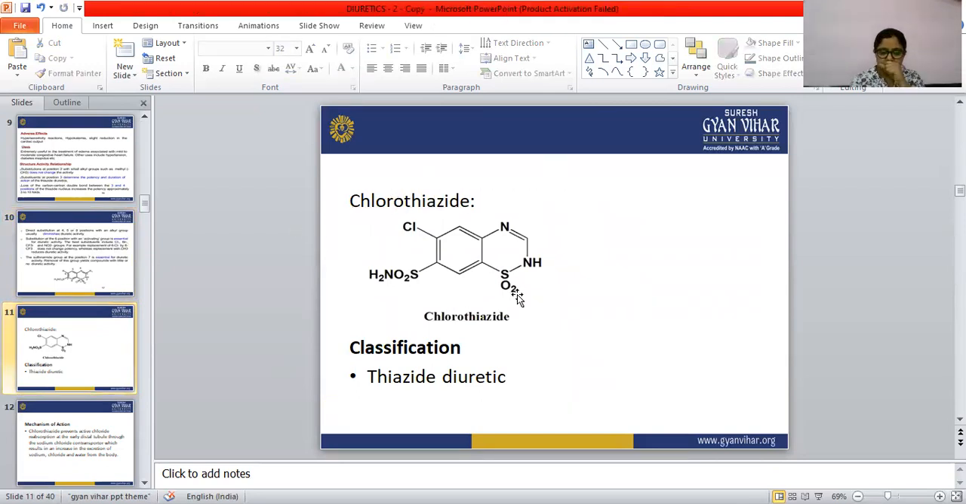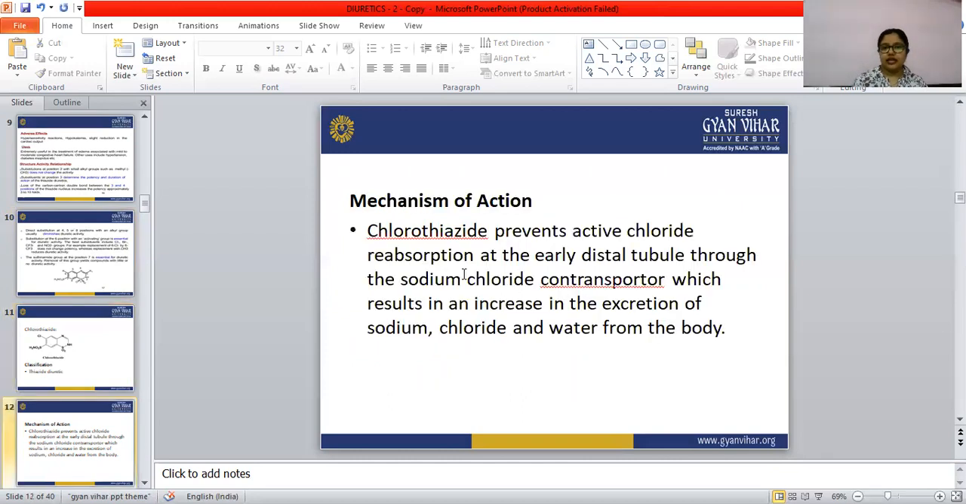So sorry, this is the structure of chlorothiazide. Between the 3rd and 4th position, there is a double bond. At the 6th position there is a chloride group. At the 7th position there is a sulfonamide group. We number from here 1 2 3 4 5 6 7 8. The 4th, 5th, and 8th positions must be unsubstituted, and this comes under the category of the thiazide diuretics. Let's see the mechanism of action.